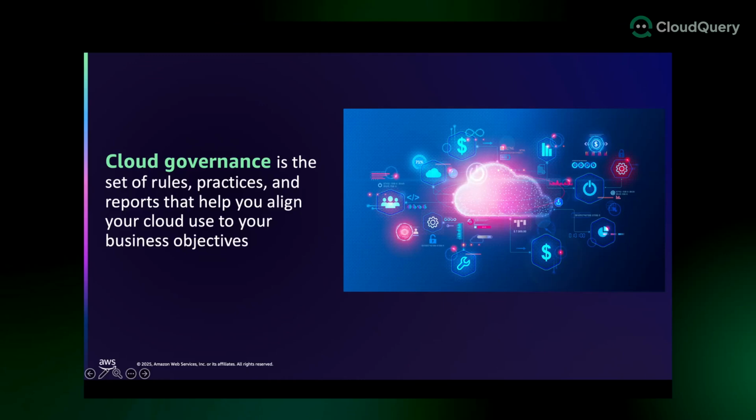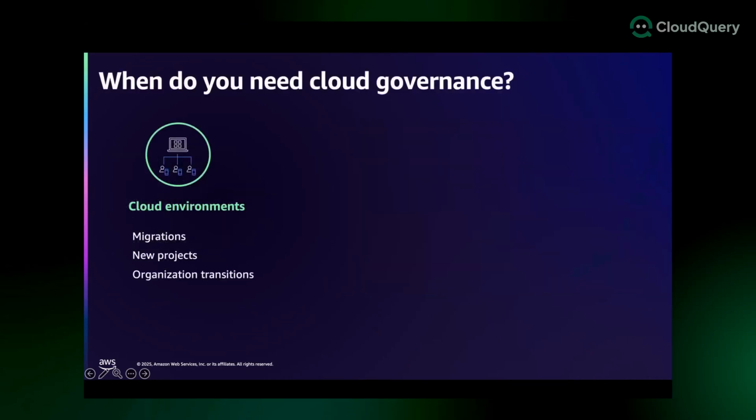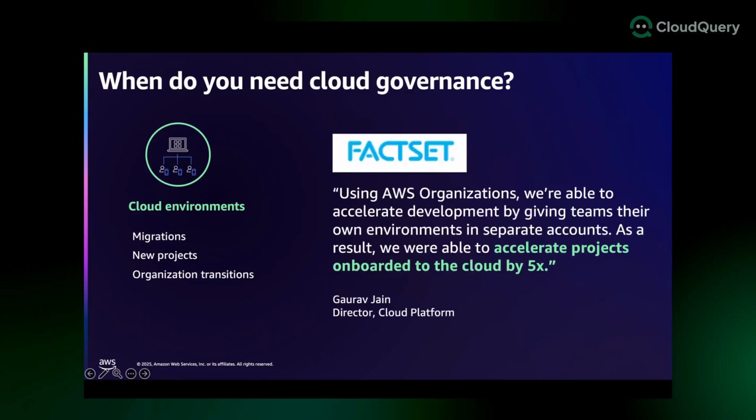So this brings the question, okay, when do you need cloud governance? If you want to use it in every single role, in every single organization within your company, when do you really need it? So I want to break down 2 specific examples of when and where you need cloud governance. The first is migrations, new projects, organization transitions. This is a quote from the director of FactSet, customer and partner of AWS. And with their use of AWS Organizations, they were able to accelerate project onboarding to the cloud by 5 times. So this is pretty significant. And it shows how AWS Organizations as a service is fundamental for any enterprise scale journey.